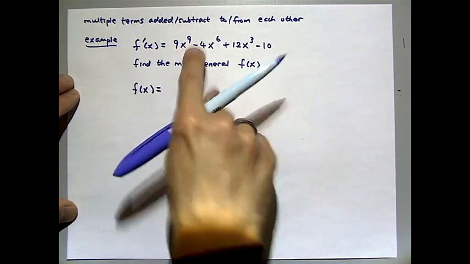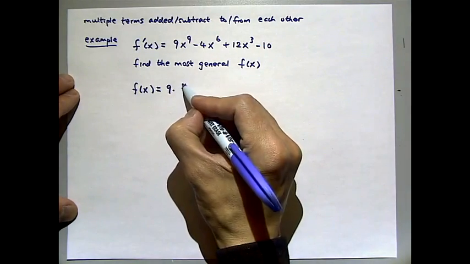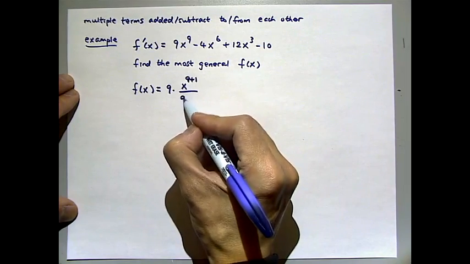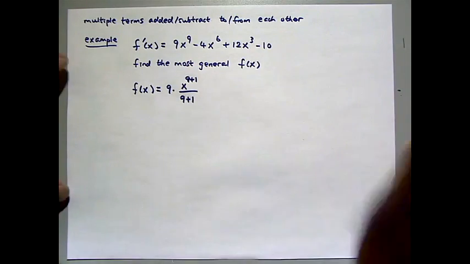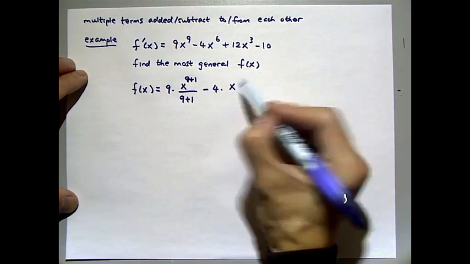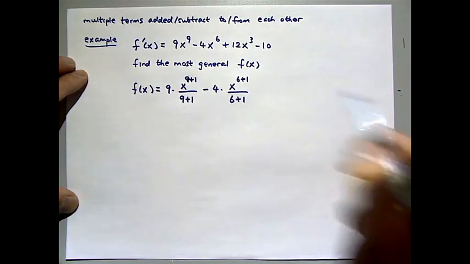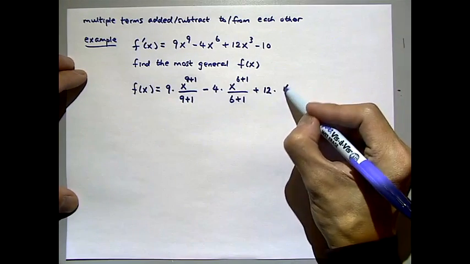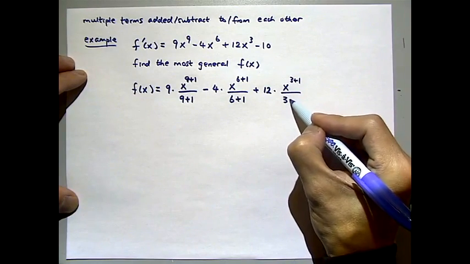Okay, so 9x to the 9, remember that multiple of 9 doesn't participate. For x to the 9, we add 1 to the existing power, divided by the new power. We hold off on the c for now. We keep going. Minus 4 times x to the 6, we add 1 to the existing power, divided by the new power. Continuing with 12x times x to the 3rd, add 1 to the power, divided by the new power.